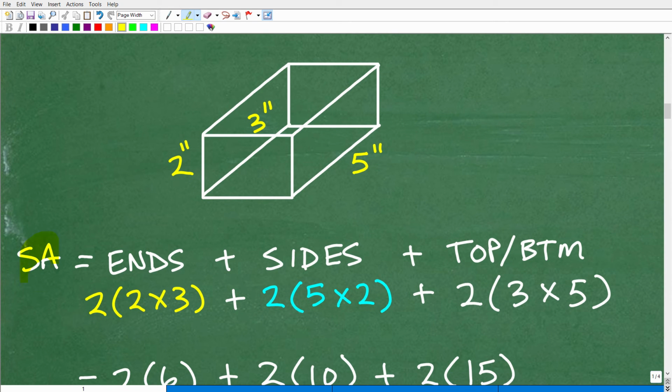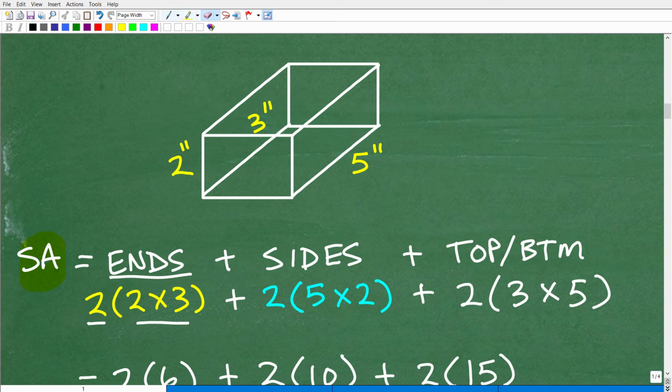So the total surface area of this rectangular box will be the ends. We already talked about those. So that's going to be a 2 by 3 little rectangle. We'll write that right there, 2 by 3. And then we have how many of those? Well, we have 2. So we take this 2 by 3 to get the area, then we'll multiply by 2. That will account for the ends.